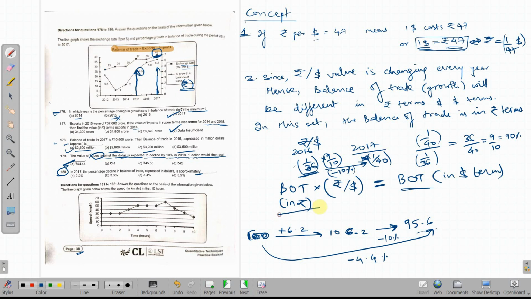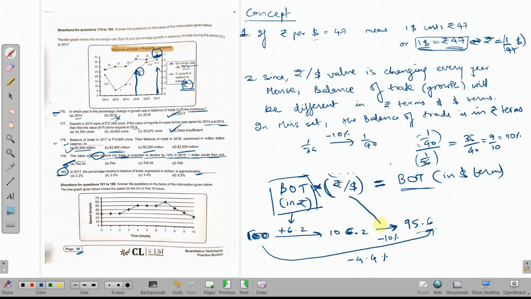If you're able to understand this concept, I'm trying to get balance of trade ka value in rupee terms, but I want it in dollar terms. So into the value of rupee per dollar. Value of rupees in dollars is equal to the balance of trade in dollar terms. Iska percentage change has been given in the question. Iska values have been given. We had to calculate the percentage change. Okay. So basically, ये वाला जो अपने ने calculation किया 1 by 36 to 1 by 40 was a 10% decline. So this decreased by 10%.